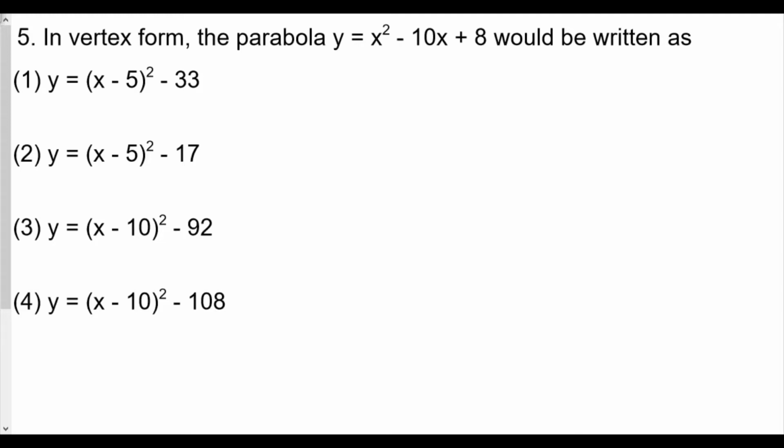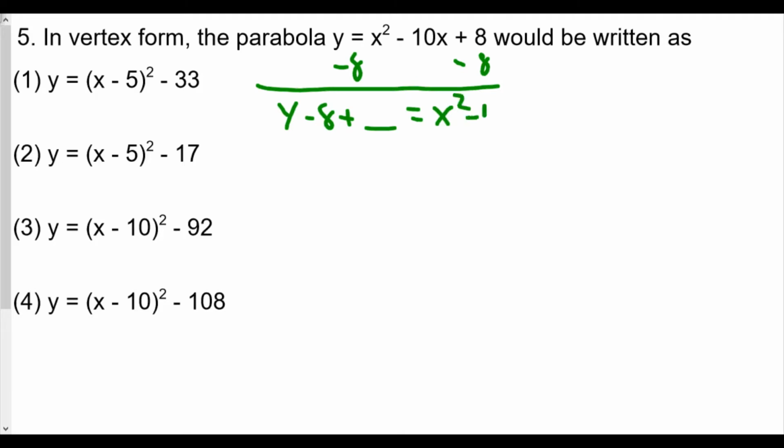So in this problem, number 5, it says in vertex form, the parabola y equals x squared minus 10x plus 8 will be written as the following. So we want to rewrite this in vertex form, and we're going to use completing the square. So we're going to subtract 8 from both sides. So we have y minus 8 plus blank equals x squared minus 10x plus blank.